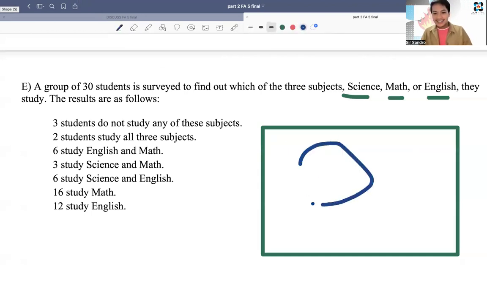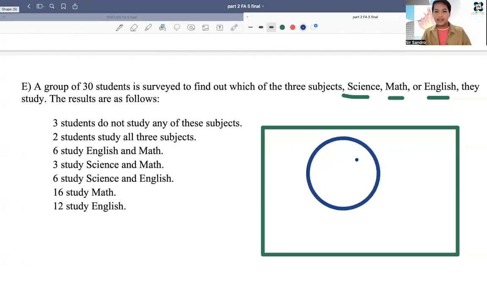How are you? Have you drawn already? Draw first while waiting for Sir Sandro. Represent your data using a Venn diagram. So we have 3 overlapping circles here.